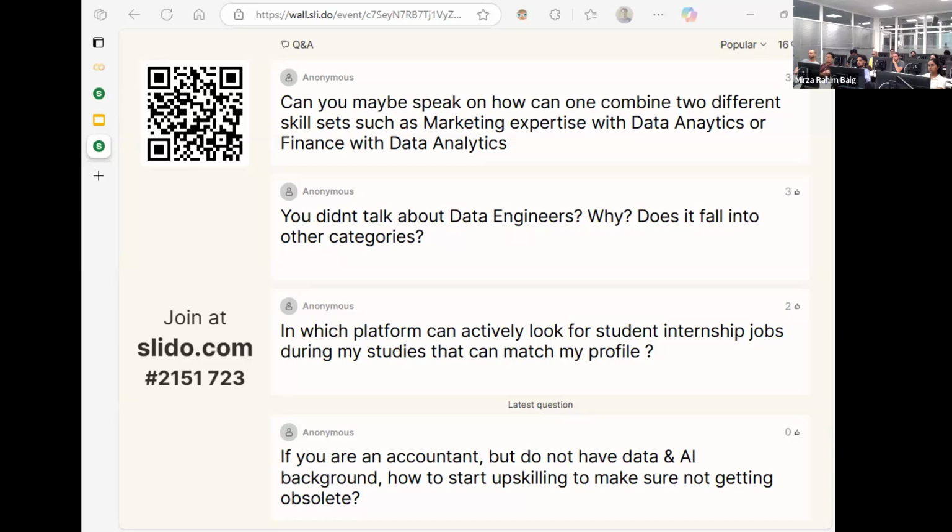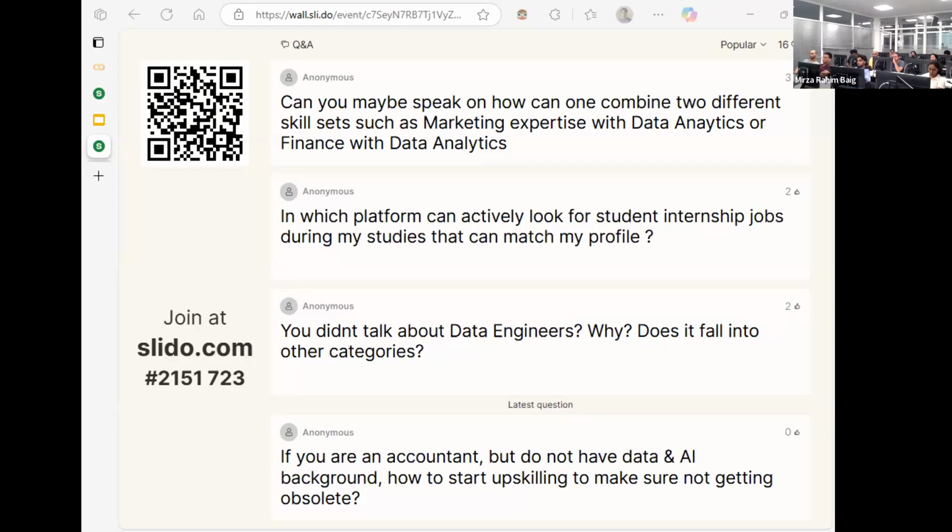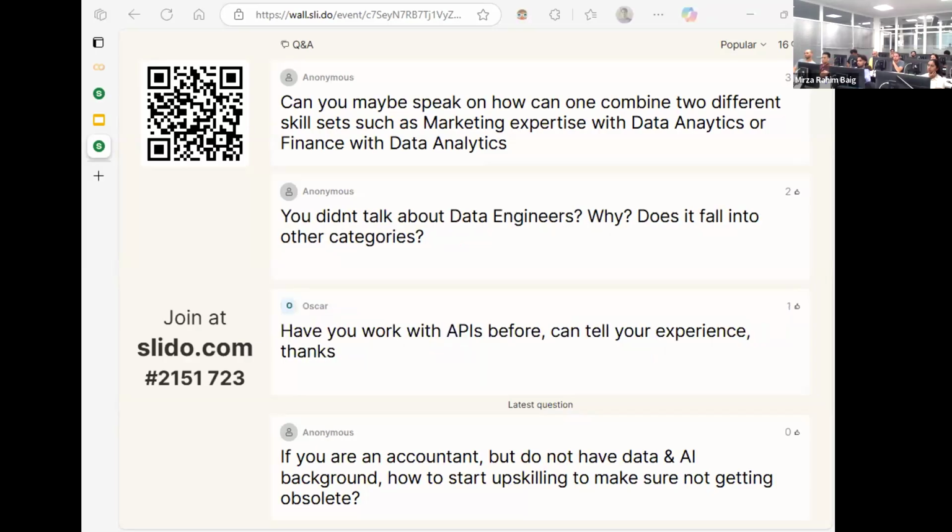Right. Can you speak on how one can combine two different skill sets, such as marketing expertise with data analytics and finance with data analytics? I think that's a good question. And this is very common. So in my own experience, I was a marketing analyst for a while. In fact, even in Zalando, product analytics for marketing, so for ads, I had to have a very close understanding of ads systems, auction systems, and everything. So there are many roles which need you to combine them.